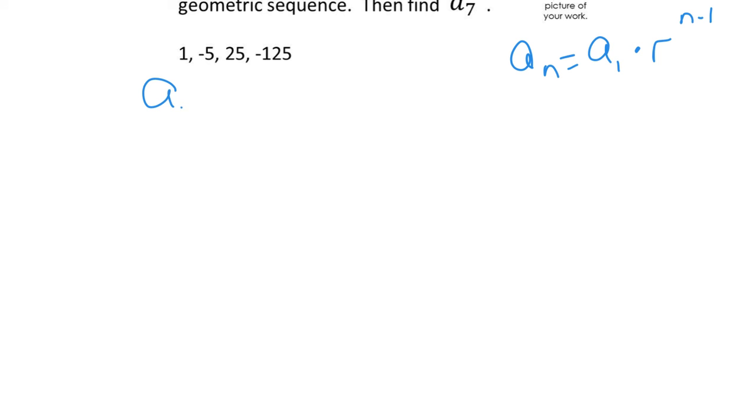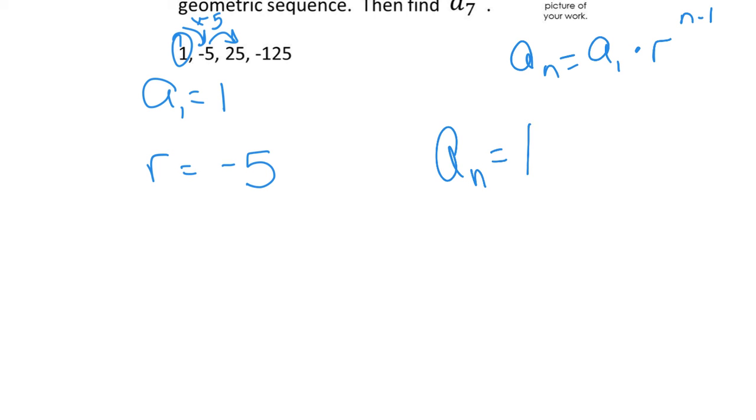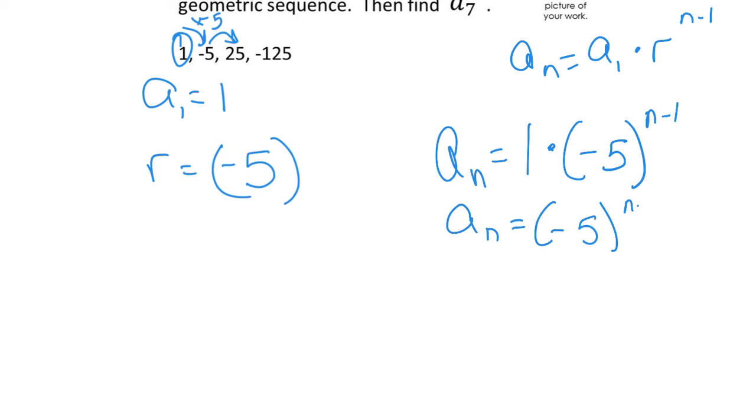So I have to know these for sure. So my first term is 1. My common ratio, what do I do each time? Times negative 5. So my common ratio is negative 5. So now I'm ready for my nth term. So my nth term is equal to my first term times my common ratio, and I put that in parentheses because that is a negative 5. That's not a negative 1 times 5. To the n minus 1 power, you can simplify this one because 1 times anything is itself. If you leave the 1 there, you're fine.